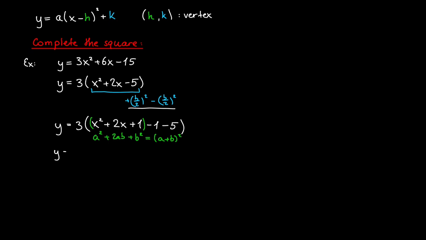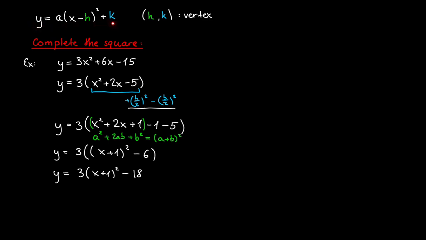So, technically what happens here is that inside of the parentheses, I can write this green expression as x plus 1 squared. And then in the end, I have minus 1 and minus 5, which I can put together as simply minus 6. Finally, I can open the parentheses. So now I get 3 times x plus 1 squared and minus 3 times 6, which is negative 18.